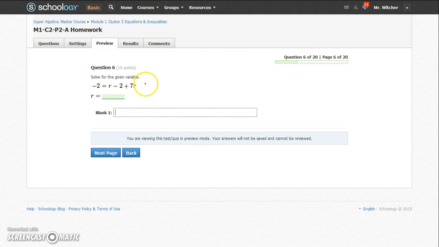Problem 6. Again, I'll combine like terms. So my new equation is negative 2 equals 1r plus 7r, which is 8r, minus 2. I'll add 2. Negative 2 plus 2 is 0.